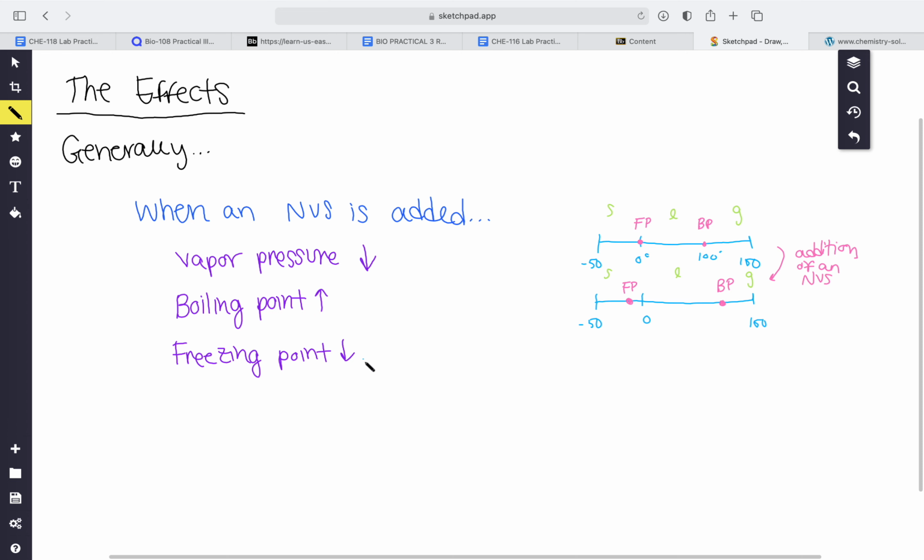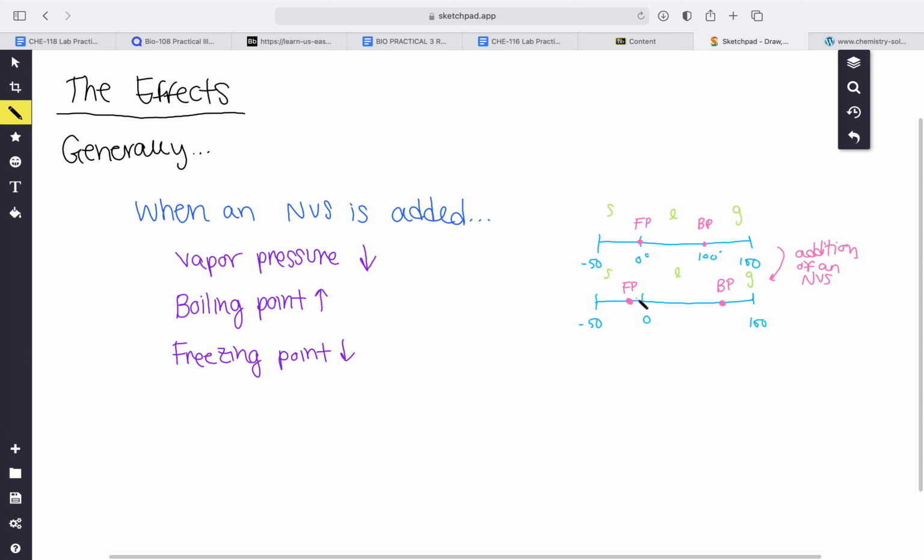Vapor pressure just goes along with the boiling point. Because the boiling point goes up, it takes more energy for the liquid to be turned into a gas, which makes the vapor pressure go down because it's less likely that there's vapor coming off of the liquid.